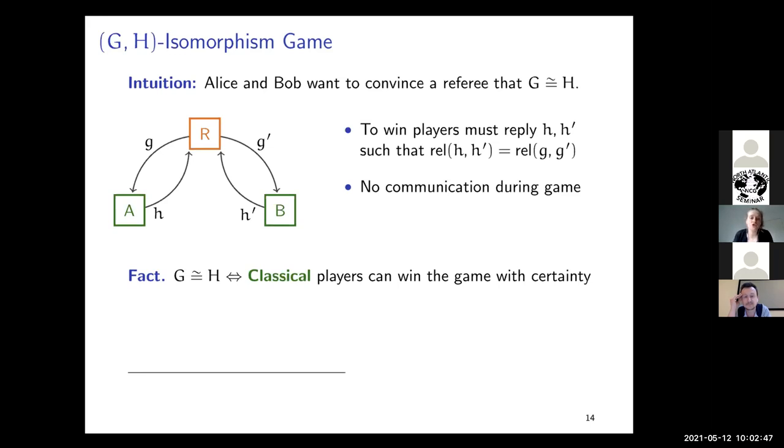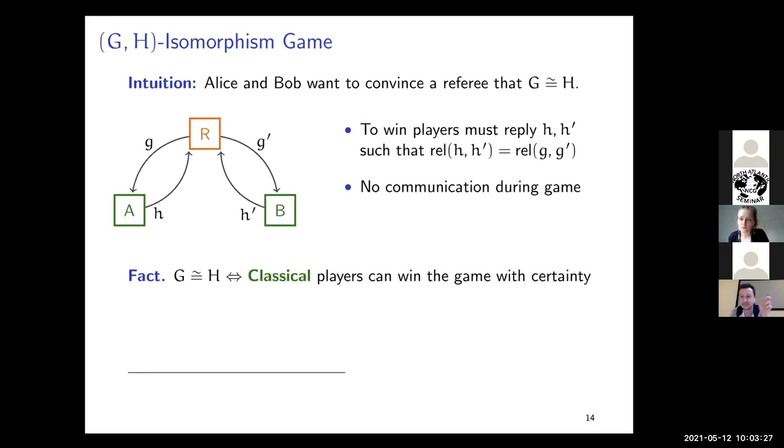So if Alice gets G, she responds with F of G. Bob responds with F of G prime. Because it is an isomorphism, this relationship is going to be preserved. And there's no classical winning strategy if they're non-isomorphic? Yeah, essentially, you have to be a little bit more careful. You have to describe what precisely is the set of all allowed classical strategies, but essentially you can extract an isomorphism map F from a strategy that wins with certainty and is classical.